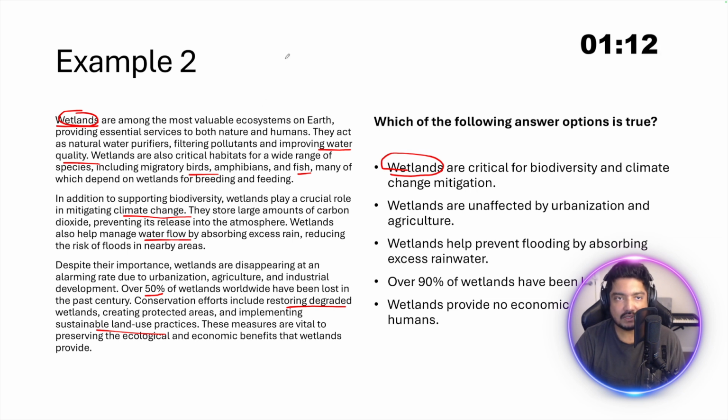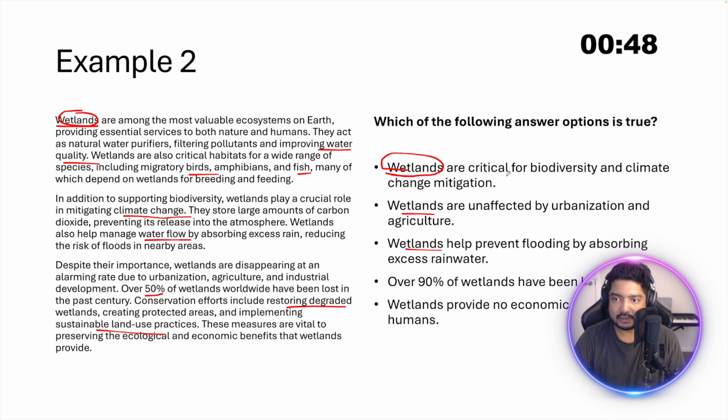Now, the first K is look for keywords in the answer options. Yes, wetlands, wetlands, wetlands. So wetlands is a keyword. Next, look for keywords in the text. Yes, they talk about wetlands. Great. Now read around it and do the matching.